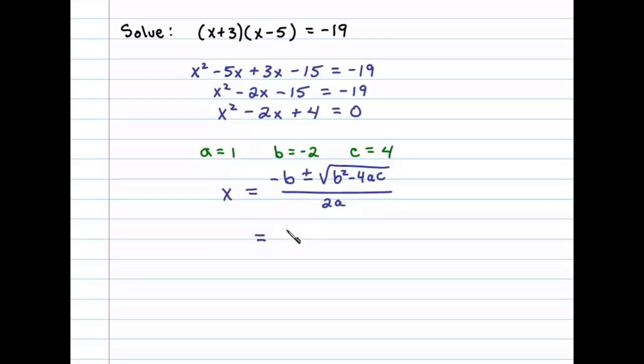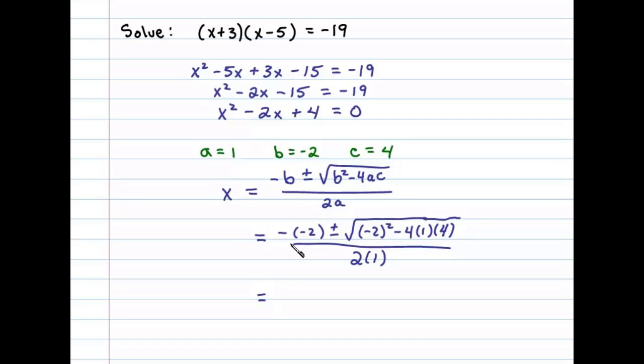Now substituting in the values, we have negative b, or negative 2 in this case, plus or minus the square root of negative 2 squared minus 4 times a times c, so 4 times a, which is 1, times c, which is 4, all divided by 2 times a, which is 1. Now simplifying further, we have negative 2, which is positive 2, plus or minus the square root. Negative 2 squared is 4, so 4 minus 16, all divided by 2.